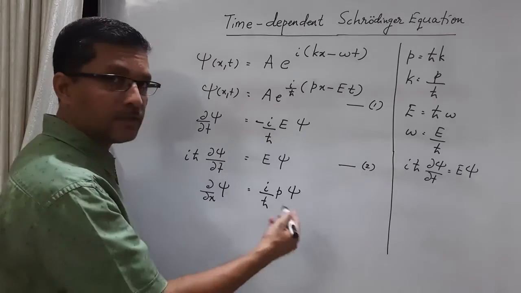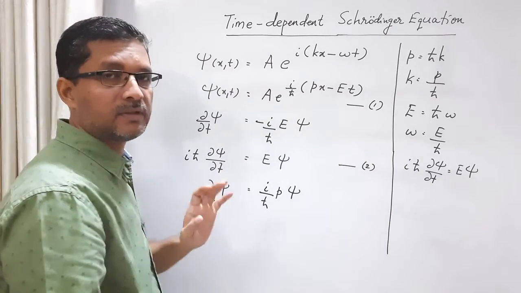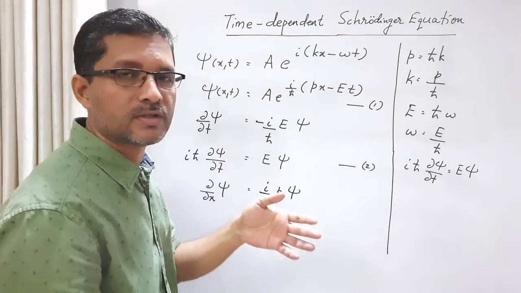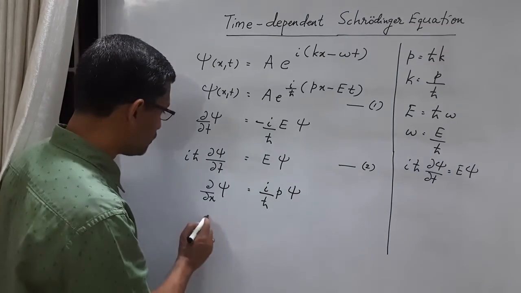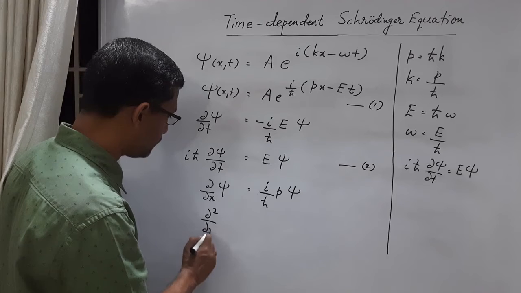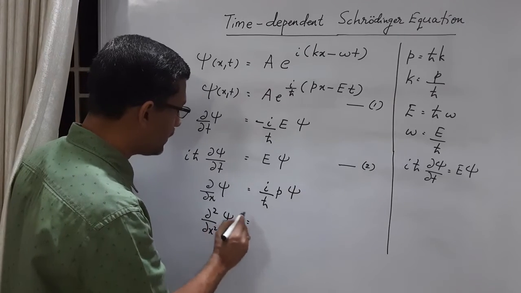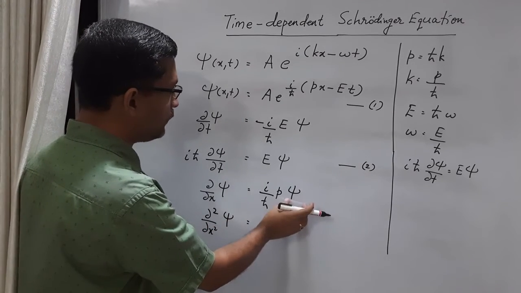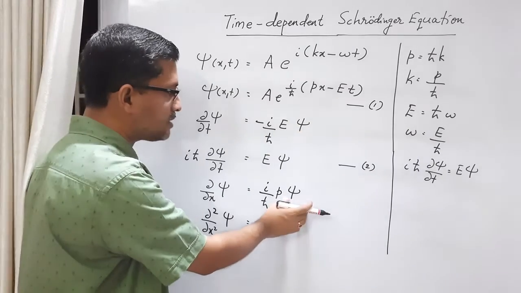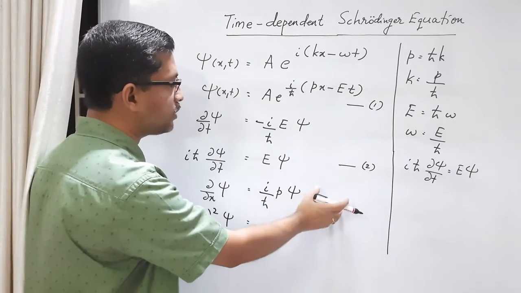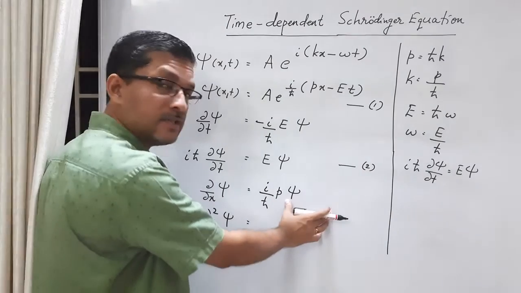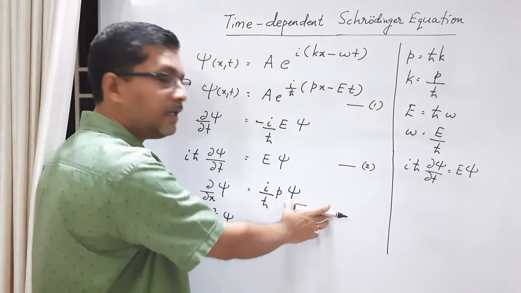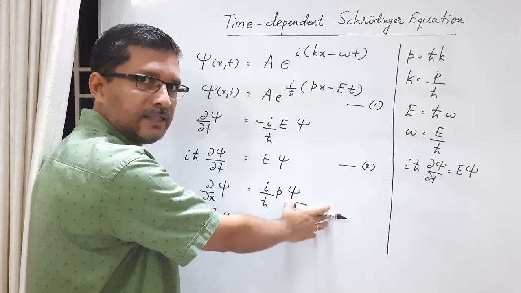I am going to differentiate once more, because remember that in our Schrodinger equation you have ∂²/∂x² ψ. So let us differentiate once more. What is this ∂²ψ/∂x²? Again, in order to differentiate that, we have to put back this ψ. ψ is again, remember, A e^(i/ħ (px − Et)). So this part is constant, so we are going to differentiate this part. Again, you will get A e^(i/ħ (px − Et)).